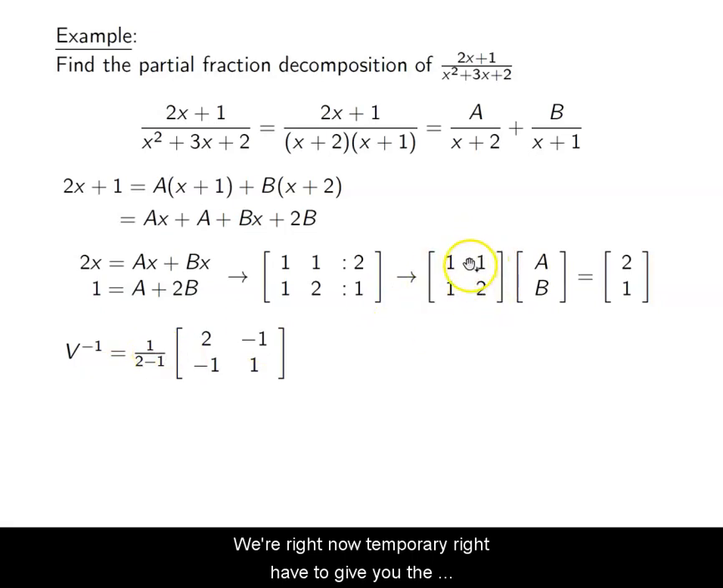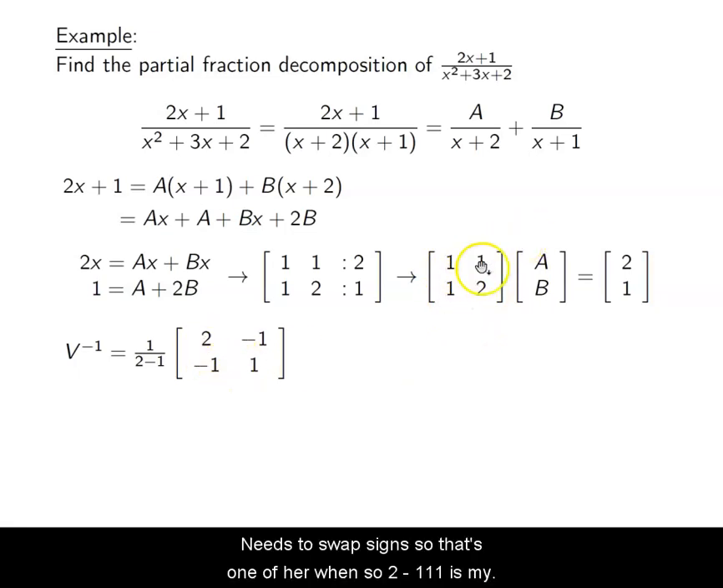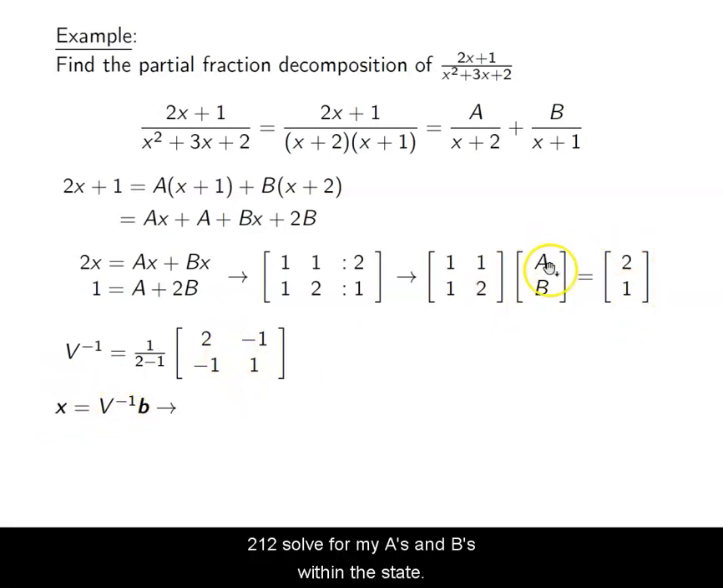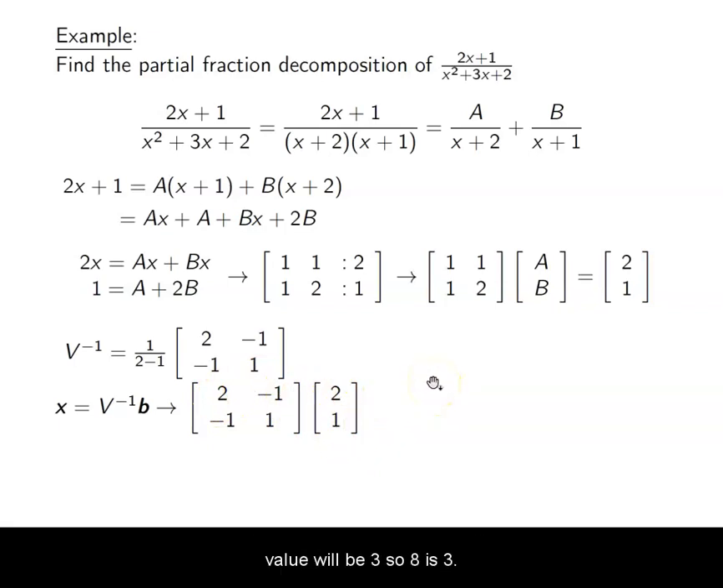So the inverse of this matrix is 1 over, this is 2 minus 1. Okay. Remember, these two swap positions, and these two swap signs. So that's 1 over 1. So 2, negative 1, negative 1, 1 is my inverse. I take that and I multiply it times 2, 1 to solve for my a's and b's, which in this case I'm calling x. Okay. So I'm going to multiply that times 2, 1. So that'll be 4 minus 1. So the first value will be 3. So a is 3. And this is negative 2 plus 1.